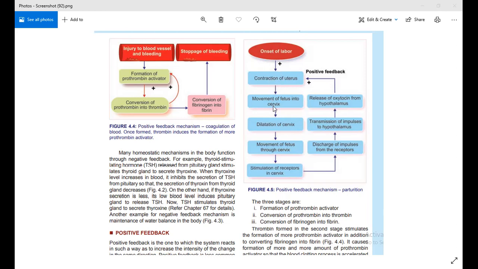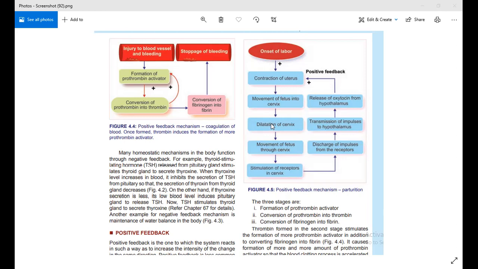So all of this process keeps stimulating each other until the release of oxytocin from the hypothalamus. Now, when this oxytocin is released, the labor does not stop. What happens? This oxytocin leads to more contraction of the uterus. So the job of oxytocin is to cause more contraction of the uterus, and then this whole process will start again, and more oxytocin is released again, contraction of the uterus, movement of the fetus to the cervix, dilatation of the cervix, movement of the fetus through the cervix, stimulation of receptors. Receptors send impulses to the hypothalamus. Hypothalamus releases oxytocin. Oxytocin again stimulates the muscles of the uterus to contract again. So this whole process continues until the baby is born.